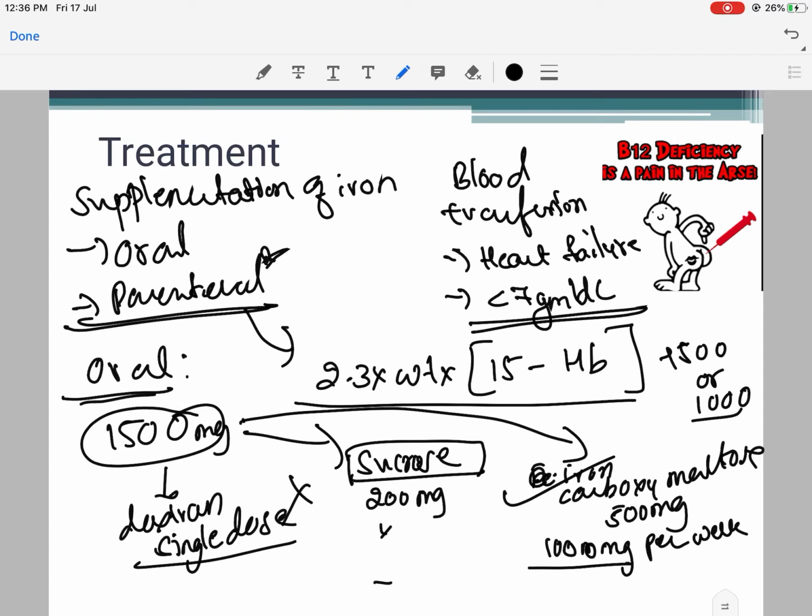Now once you correct it with parenteral iron, does that mean that oral supplementation is not required? There is a concept that says that if you start with parenteral iron and the total deficit is corrected, you still need to give maintenance iron for at least a month, and then stop, because hemoglobin returns to normal in about a month after parenteral therapy.